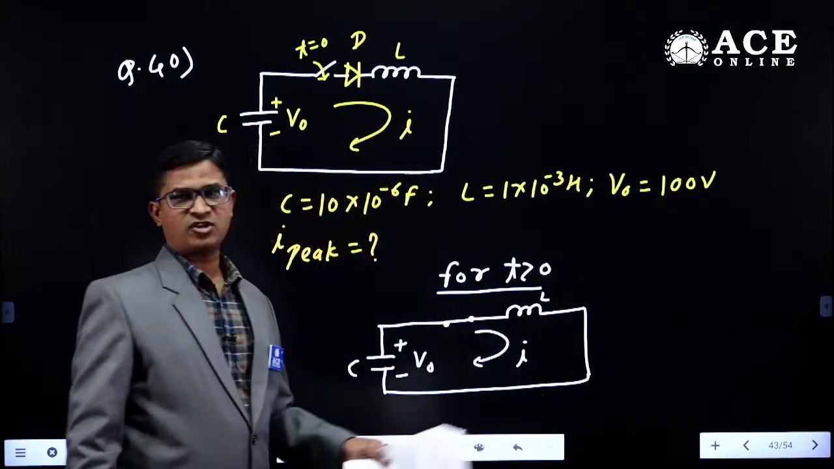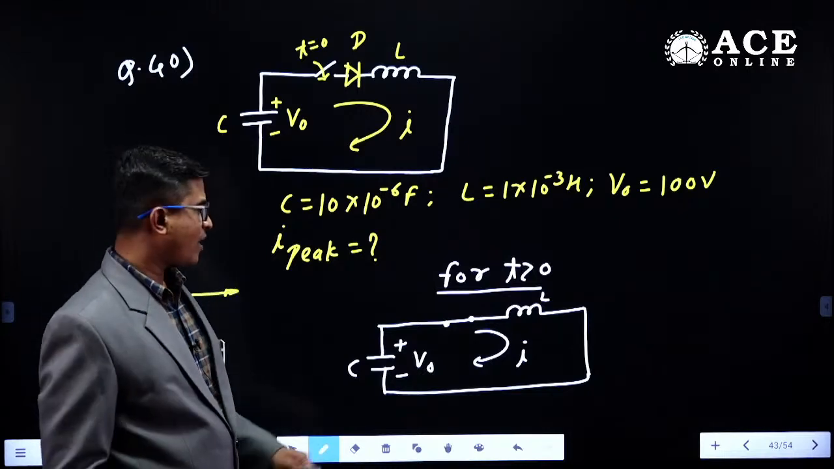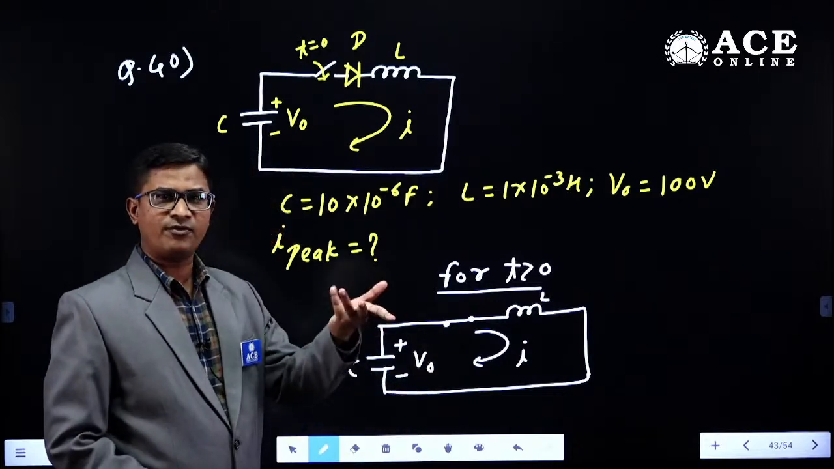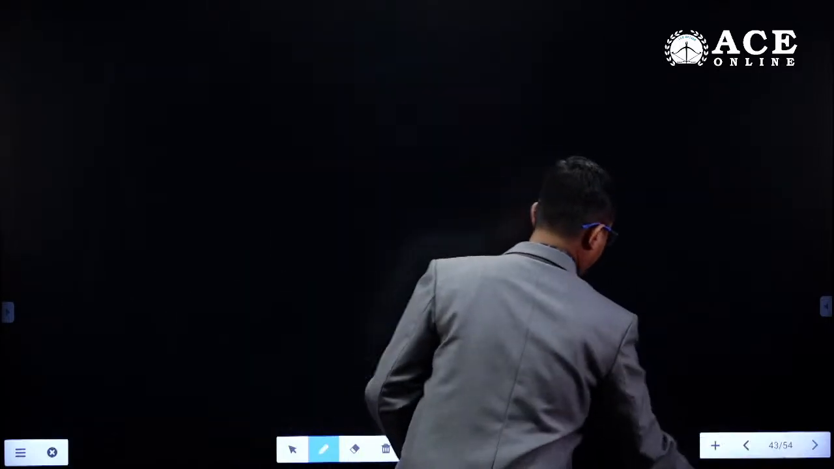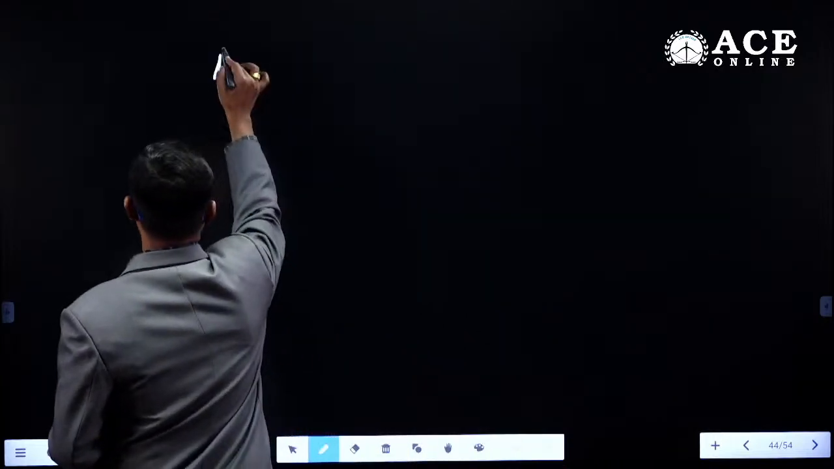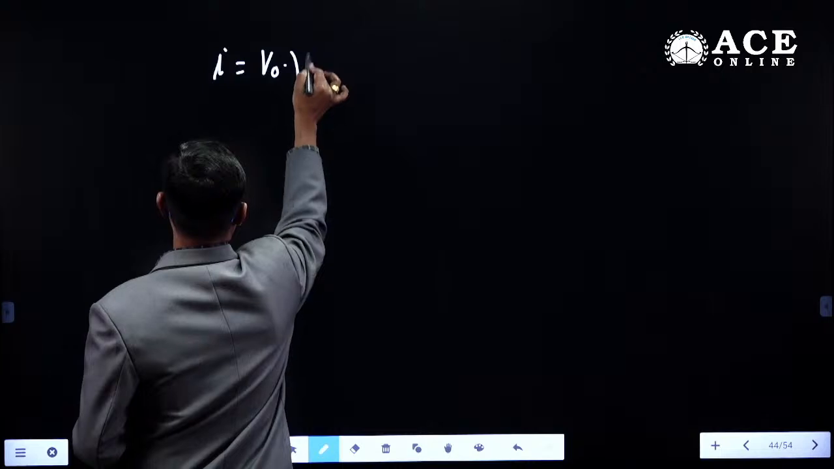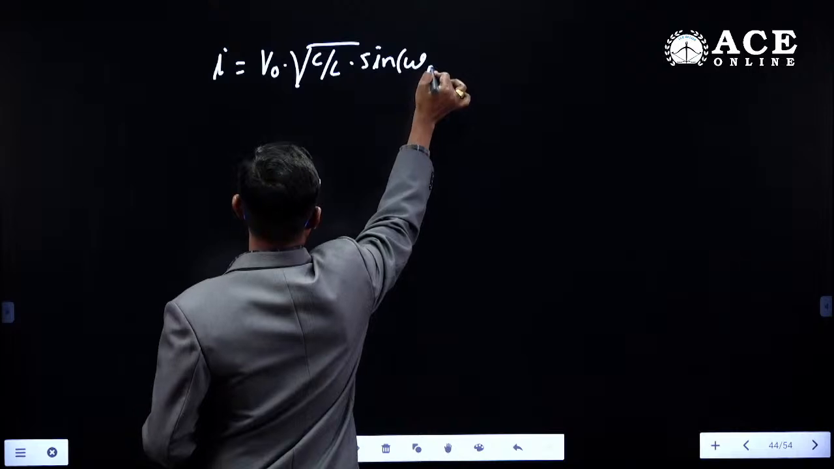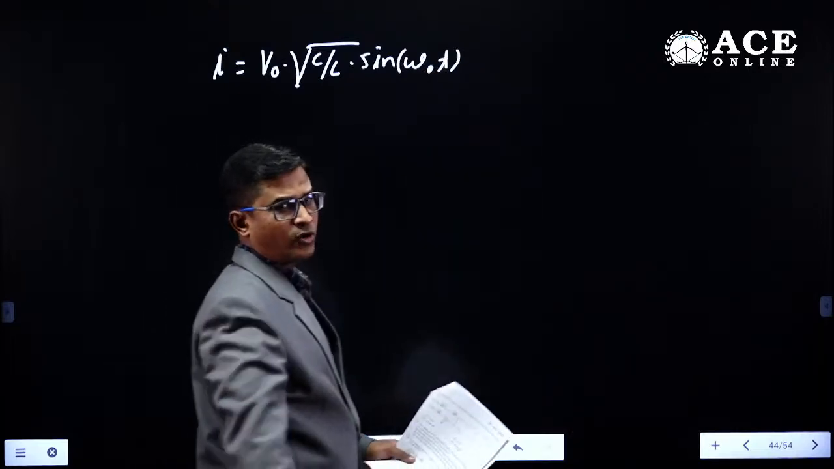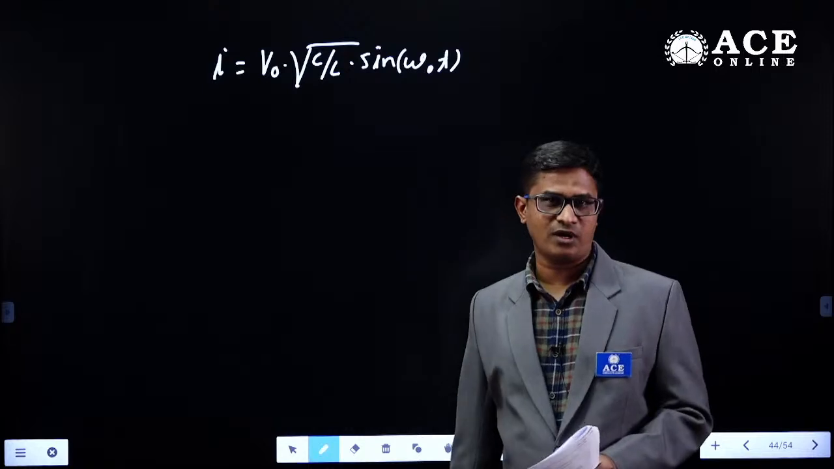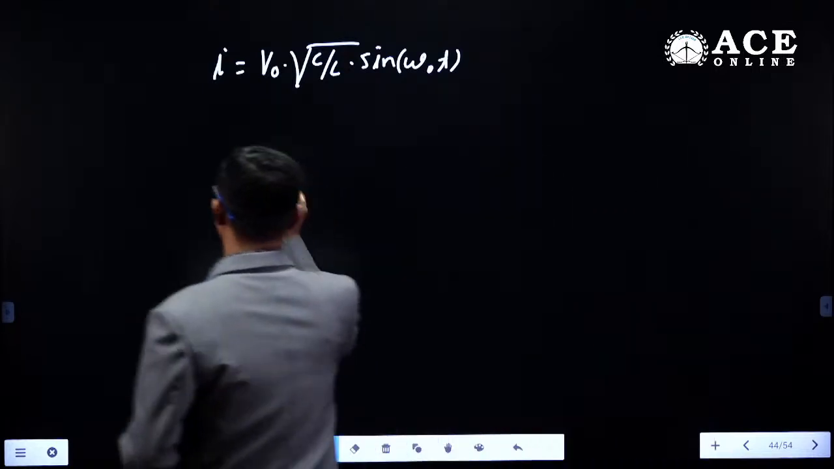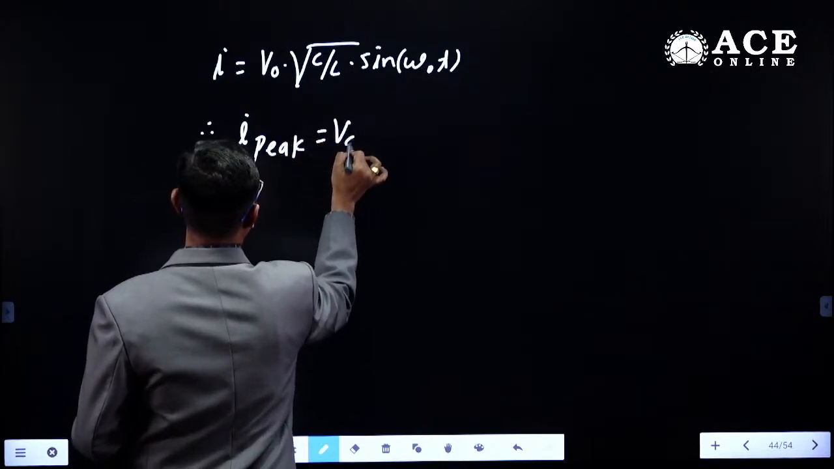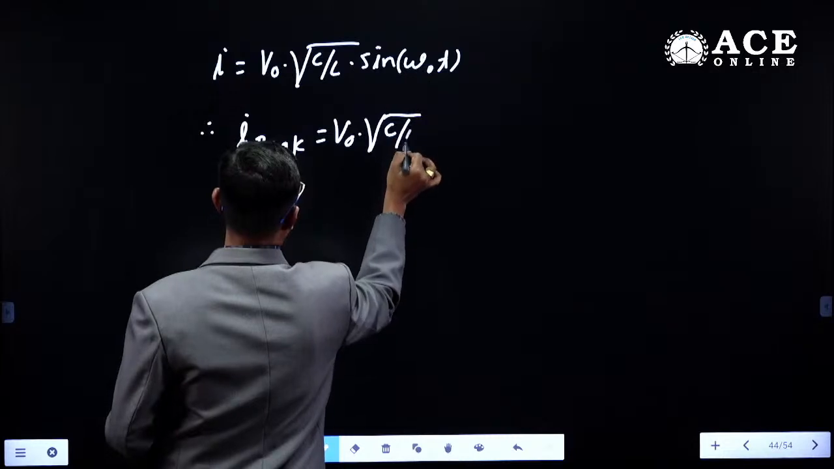Now tell me what is the expression of current in the circuit. We know I is equal to V0 under root C by L into sine of omega 0 t. Let me write I is equal to V0 under root C by L into sine of omega 0 t. What is omega 0? Omega 0 is 1 by root LC, we know. Now tell me what is the peak value of the current. So therefore I peak is equal to V0 into under root C by L.